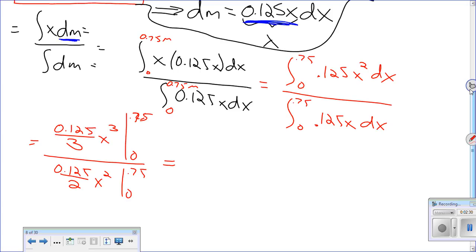even if there was, would it matter? No, I don't think it would matter. It wouldn't. So the 0.125's canceled. You end up getting 2/3 of x between 0 and 0.75. X squared's canceled, so you get x. The 0.125's canceled, and the 2 flips up to the top.